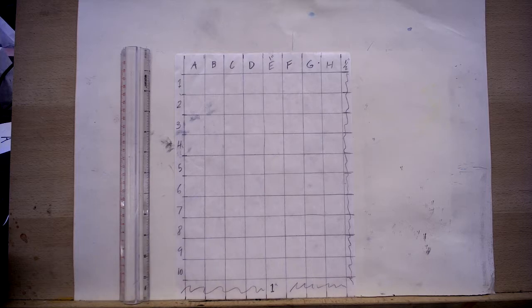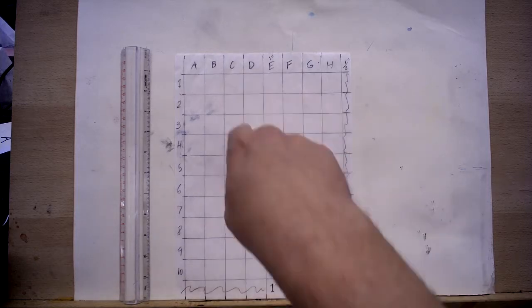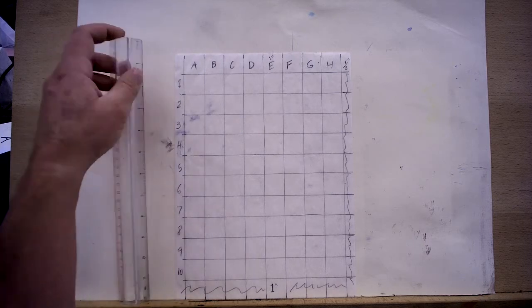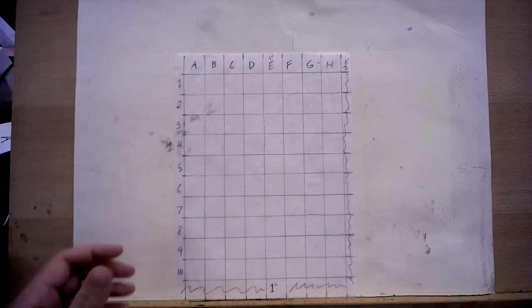So depending on the size of the tracing paper, you might have different size margins. 9 by 12 is pretty standard. I think I also have some 8.5 by 11 tracing paper. So, make sure you know which one you have and adjust the margins accordingly. And then you're going to make the grid.